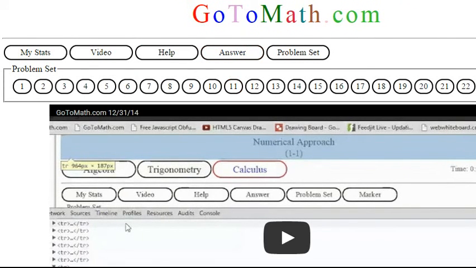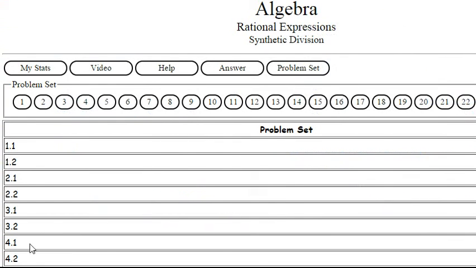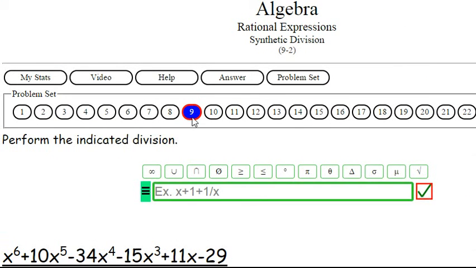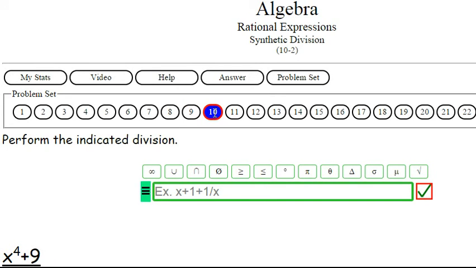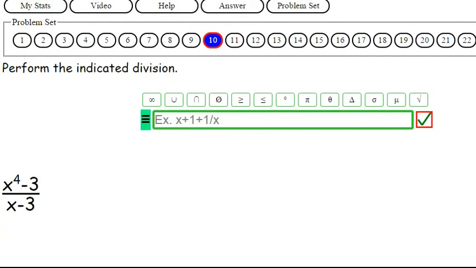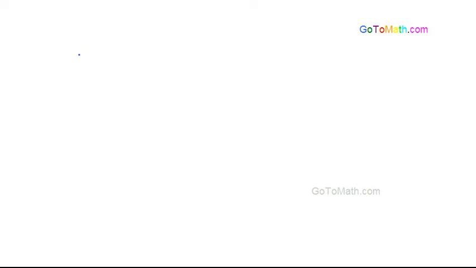Okay, we're over here at GoToMath.com, click on Algebra, hit Synthetic Division, and what are we doing? I think we already did that. Let's do 10.1. Okay, I think we did that too, but we're going to do it again. So it seems like some of these problems are just repeating over, so that gives you some practice. Practice makes perfect, right? I don't know. Actually, I do know, and that is the truth.